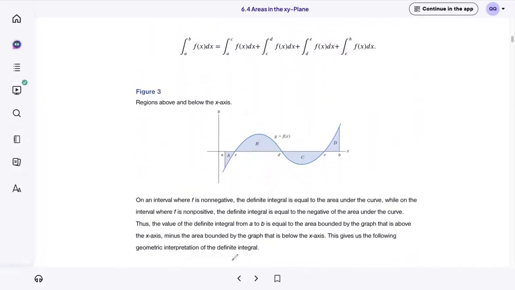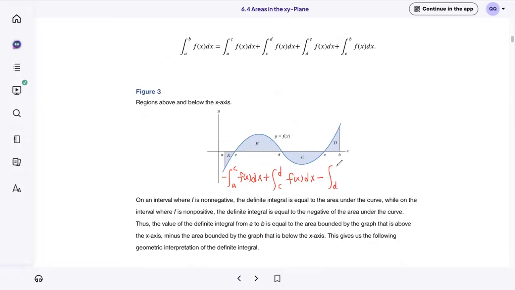So let's see this picture. How do we find the area of all this shaded region? We say A is under, so we need to put a negative sign in front of the integration. So from A to C, f of x dx. Then B is above, so it's normal. So from C to D, f of x dx. C is under, so we negate.